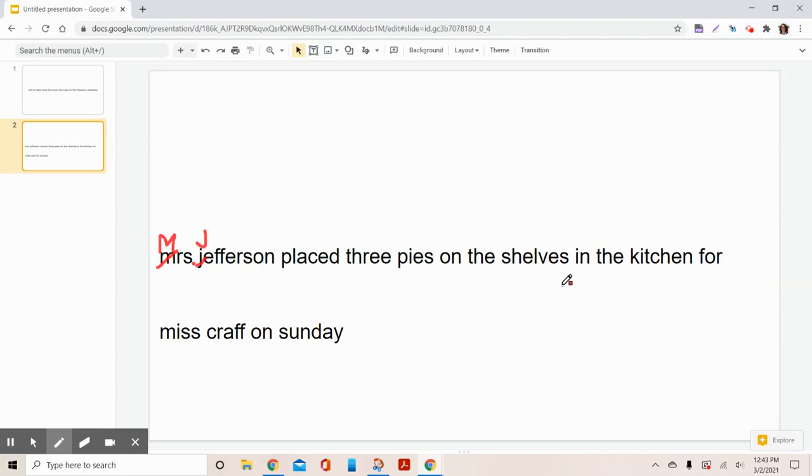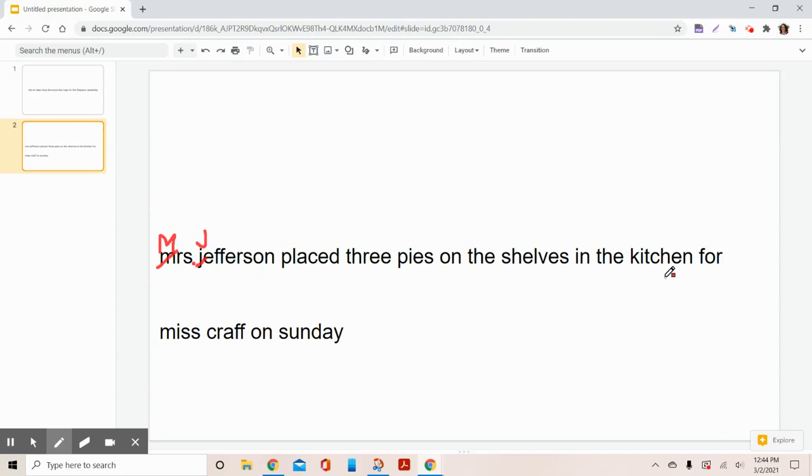Our next noun is kitchen. Kitchen is the name of a place. Is kitchen naming a specific name of a kitchen, or is it just naming a place? It is just a general name for a place, so it is a common noun. Are we talking about one kitchen or more than one kitchen? We are talking about one kitchen. We would have an S, right? One kitchen or 2 kitchens. So since it doesn't have an S on the end, it is just one singular common noun.